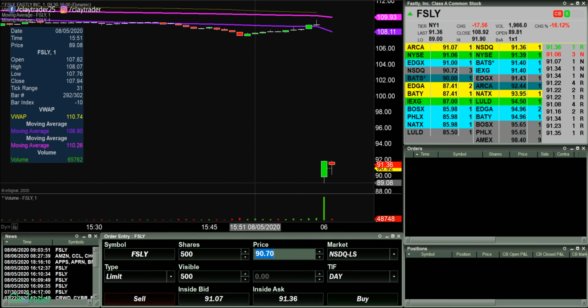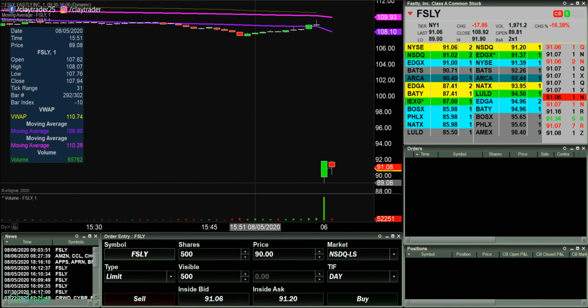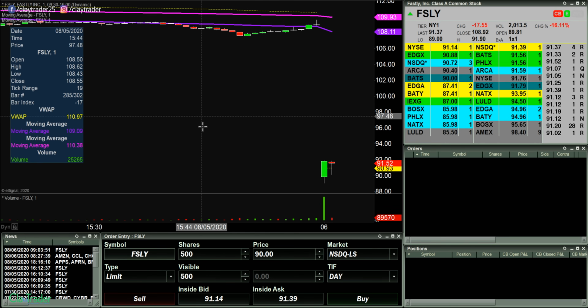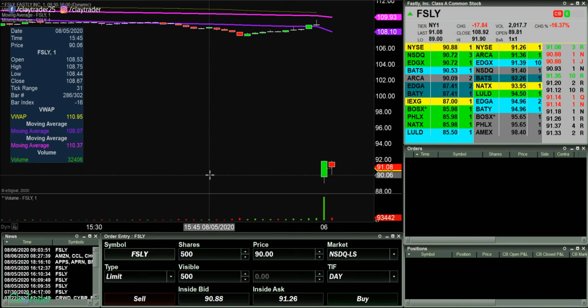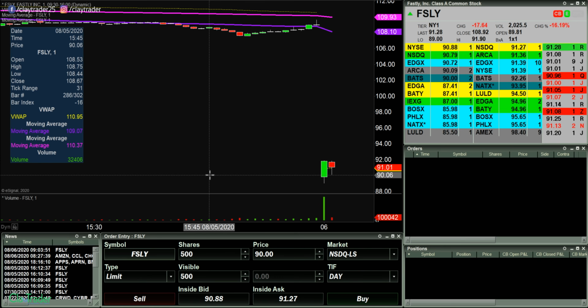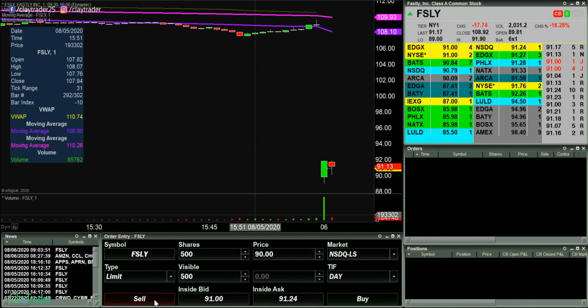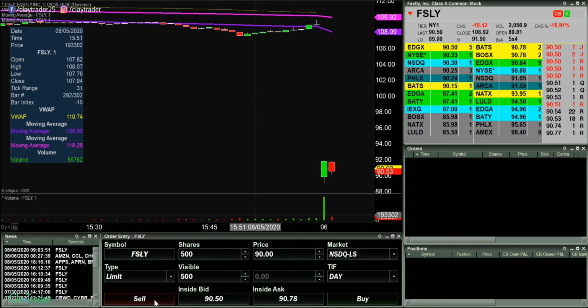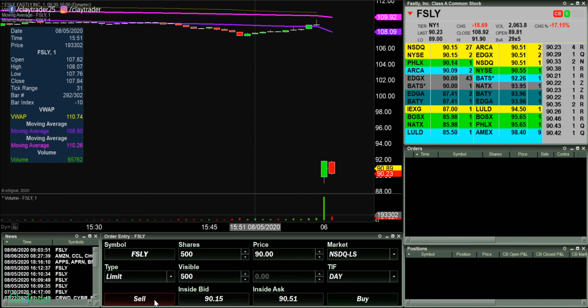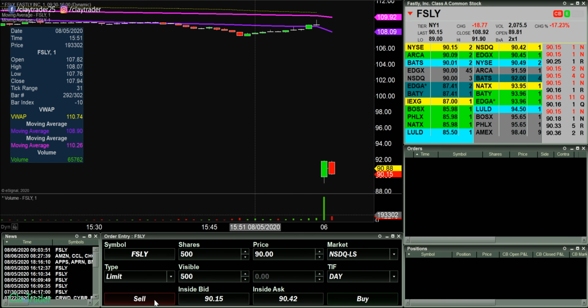90 looks to be the flush point now. I'm going to get that updated. So if this looks like it wants to get back down to 90 and break down through it, then I'll be looking to get short. If it can actually stay up, I don't know if it's going to. It's working its way down there.